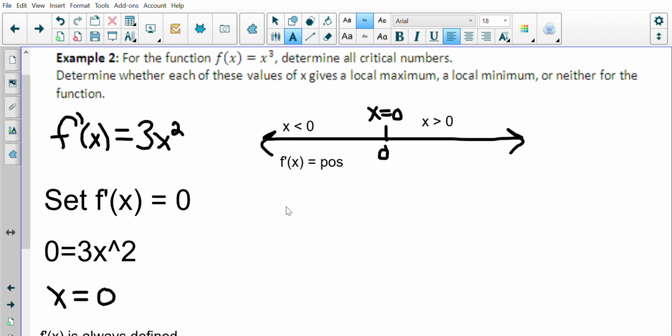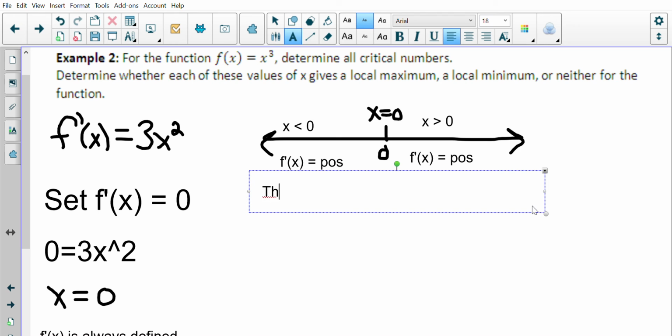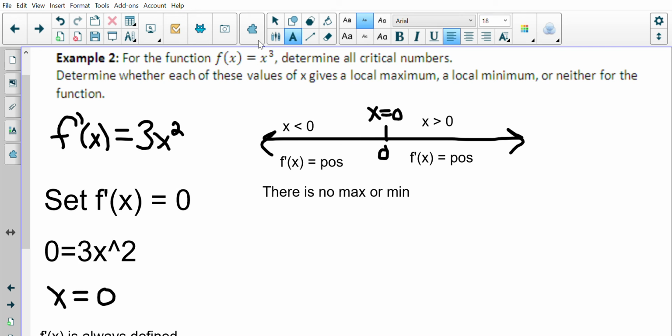The function's increasing. For greater than 0, I'll try a 1 instead of negative 1. And 1 squared is 1, and times 3 is 3. Again, it is positive. And so my function is increasing and then keeps increasing. And because there's no change, there is no max or min. Neither. We don't have any of them.